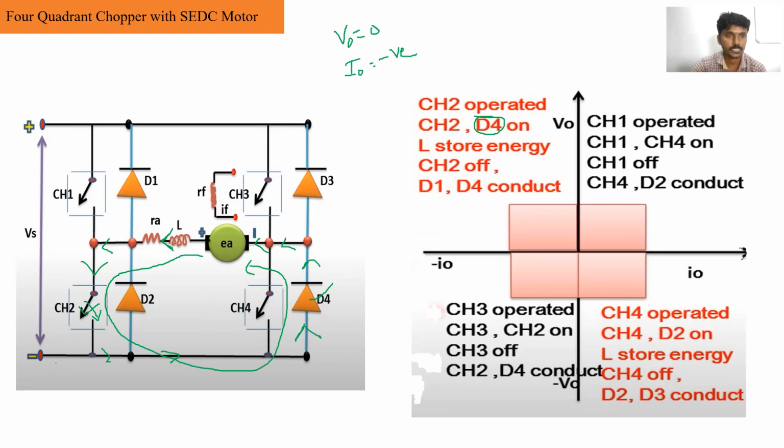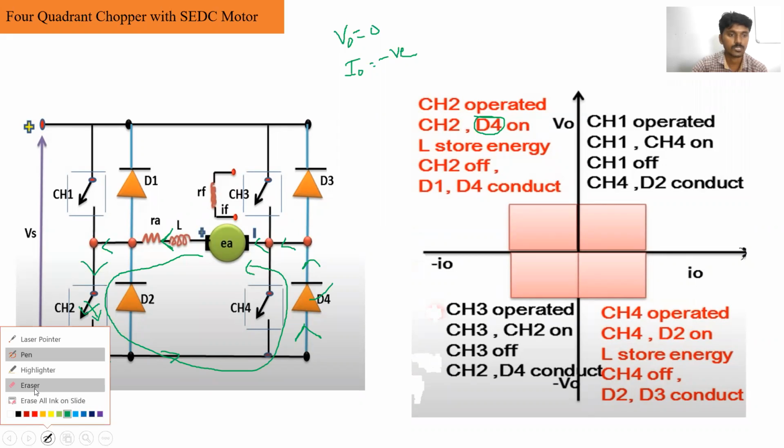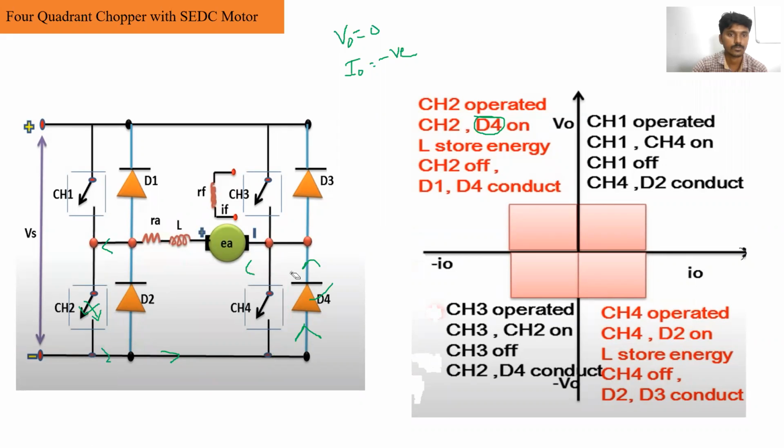Okay. Next. In second mode, second case. Now the switch 2 is off condition.